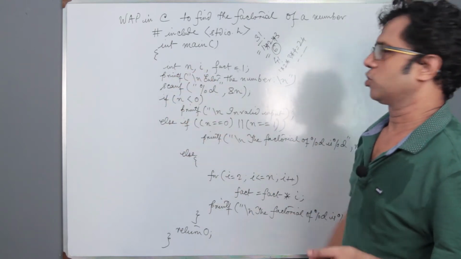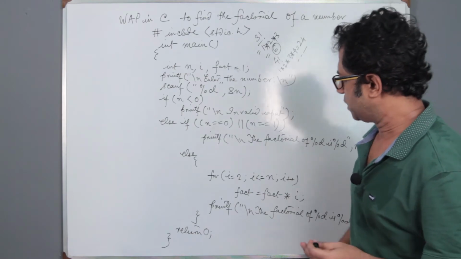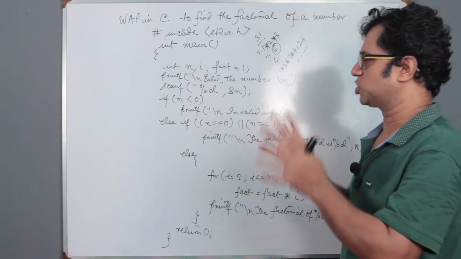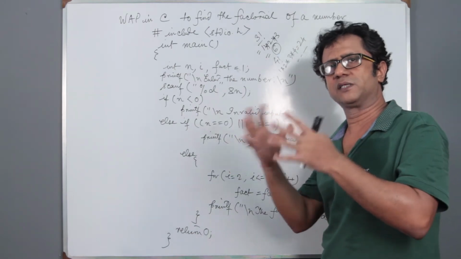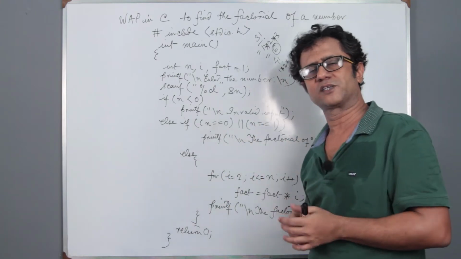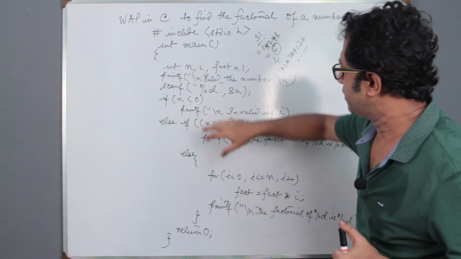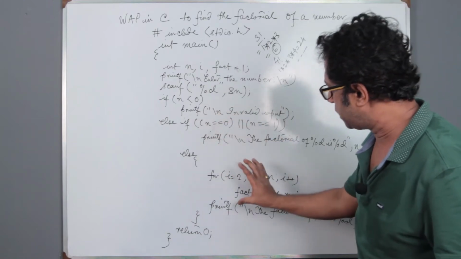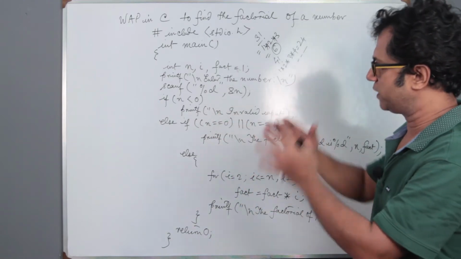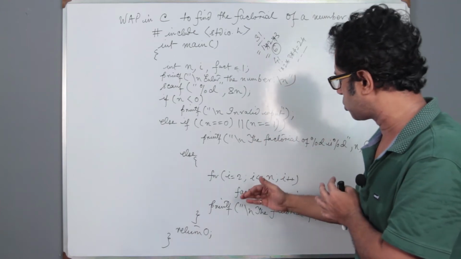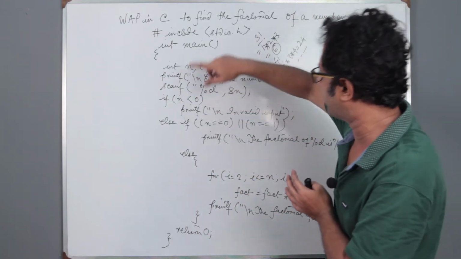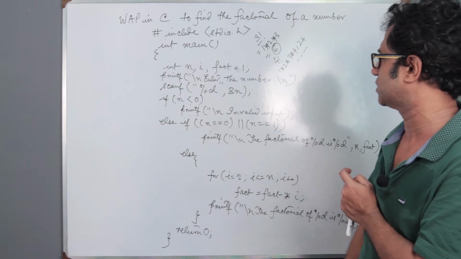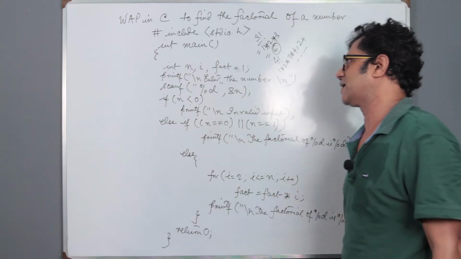Then we come to the logical portion of the program. Here we are using a combination of the if-else-if ladder, as we have described in the previous classes, and this if-else-if ladder concept has been clubbed with the for loop construct. So we are using the combination of the for loop logic as well as the if-else-if ladder construct.